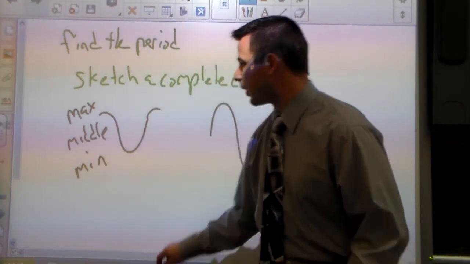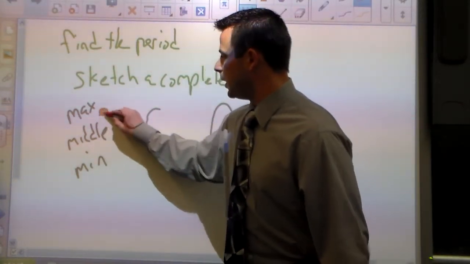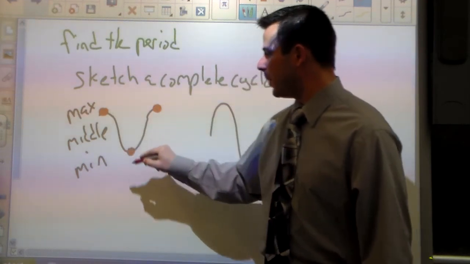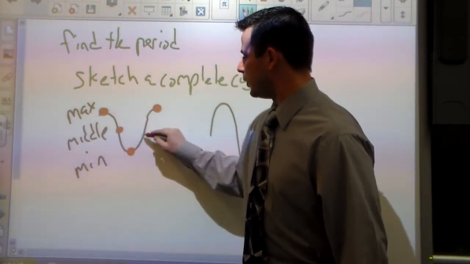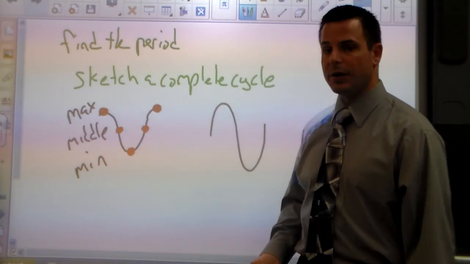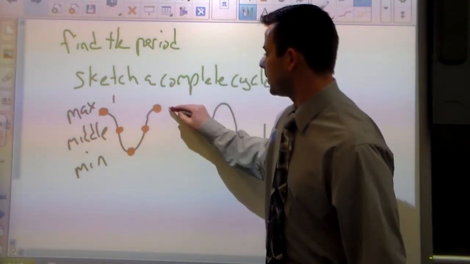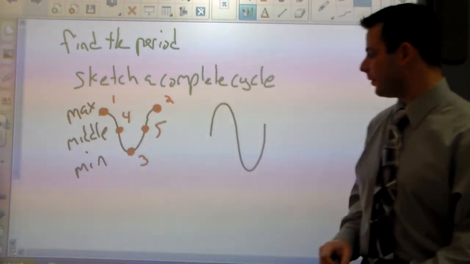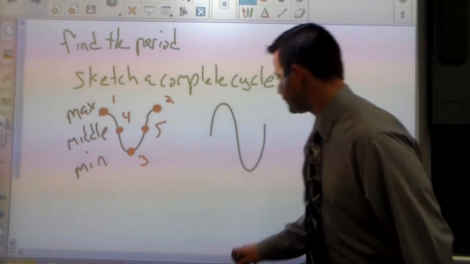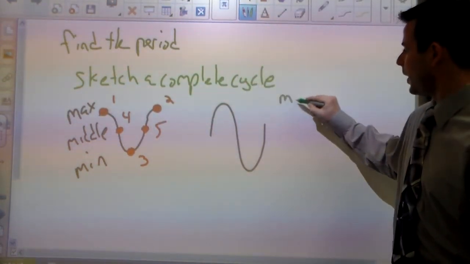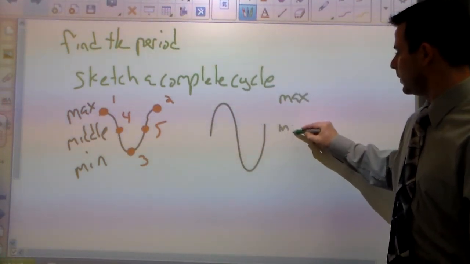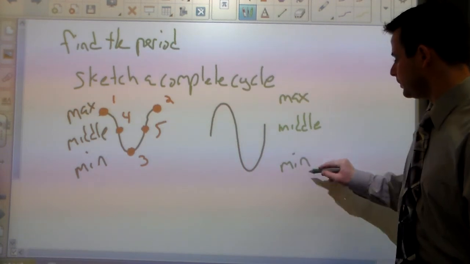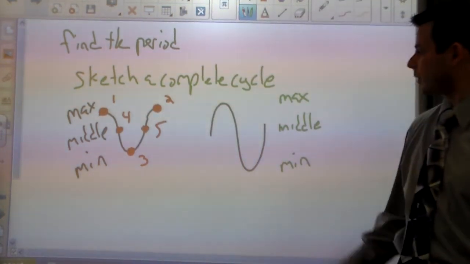So if you're working with a cosine, the maximum is the beginning and the end. The minimum is the middle, and the middle value is halfway between those two. And you're going to plot it in that order. 1, 2, 3, 4, 5. Same thing with sine. It's only 3 spots. At the max, at the middle, and at the minimum. And those ordered pairs look like this.